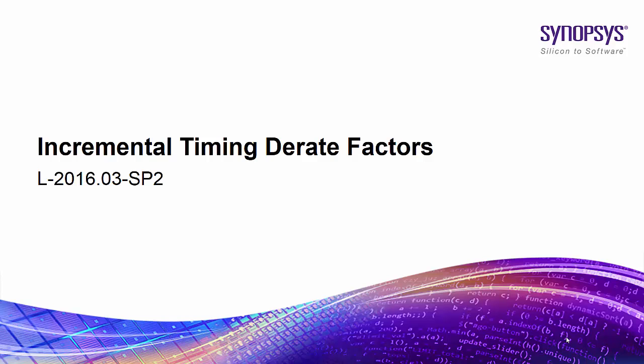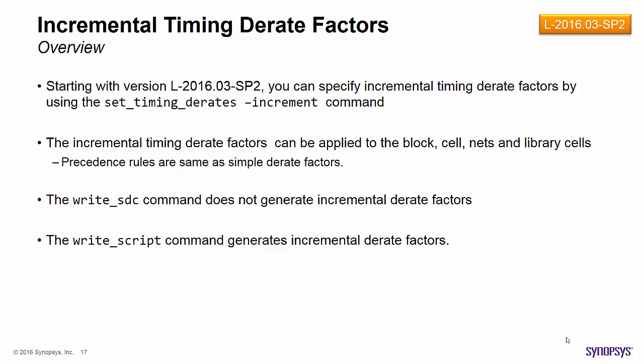Incremental timing derate factors from 1603 SP2. From 1603 SP2, you can specify incremental timing derate factors by using set_timing_derate -increment. The incremental timing derate factors can be applied to the block, cell, net, and library cells. Precedence rules are the same as simple derate factors.